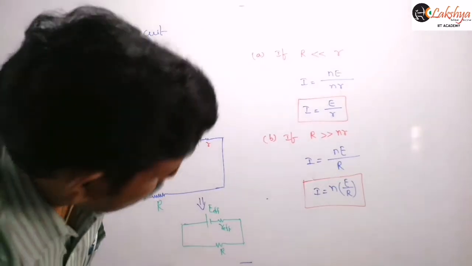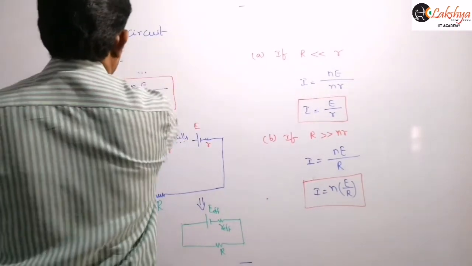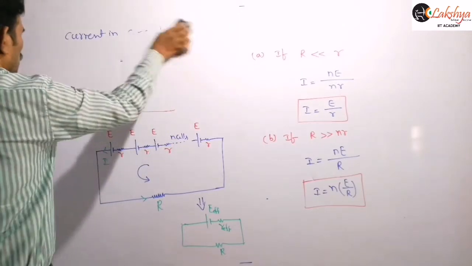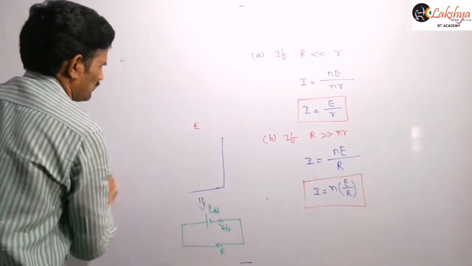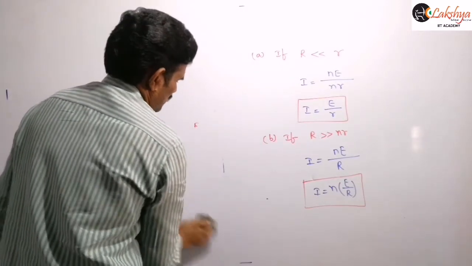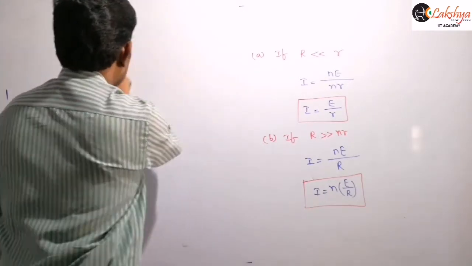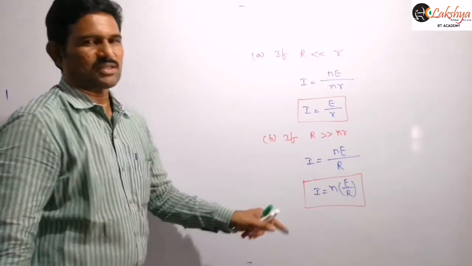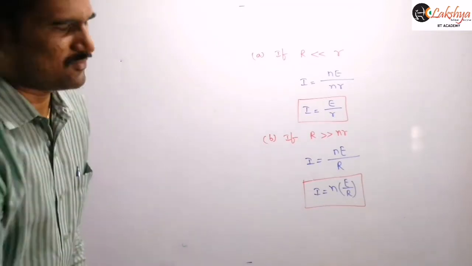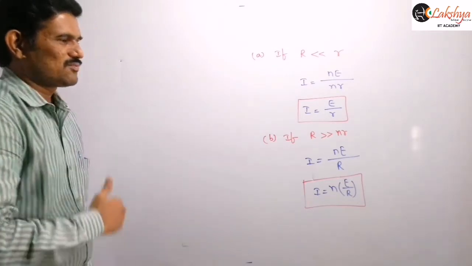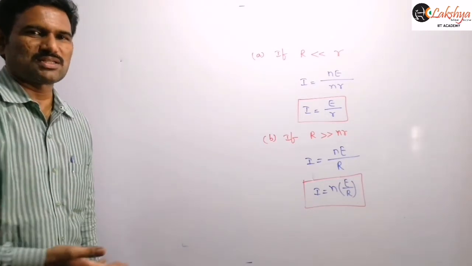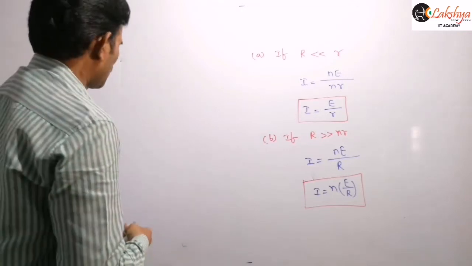Right? So that means in which case a series combination of cells is preferred? Clearly in the second case. That means in the second case when you are increasing the cells, the current is increasing. In the first case, even if you are increasing the number of cells, there is no increase in the current here.